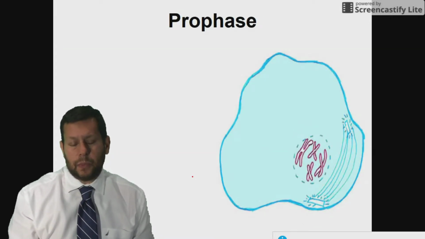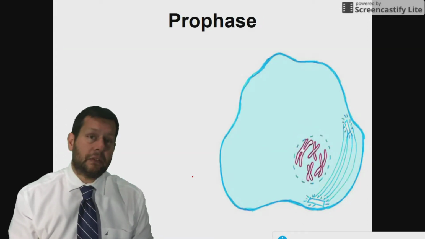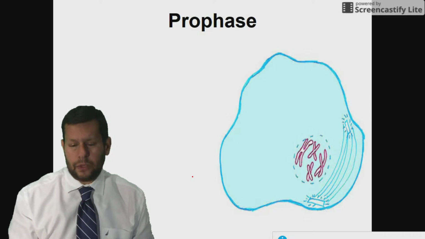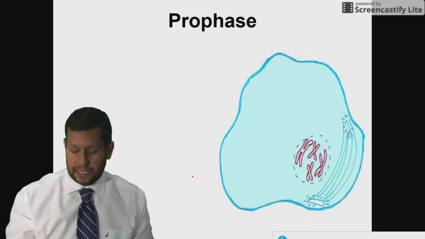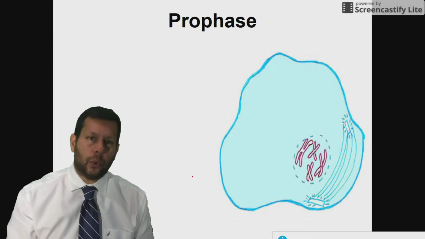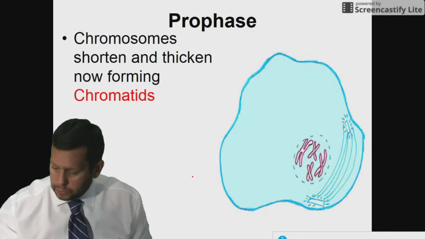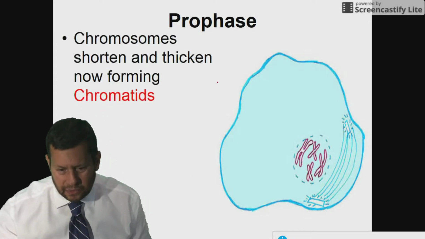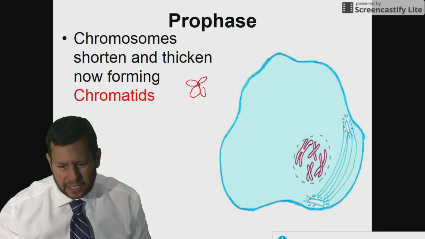Once that happens, we reach prophase. Prophase is really the first mitotic phase. And the chromosomes are going to change. Instead of being in that thin form, they're going to shorten and thicken and form structures you may classically see, shaped like this. Okay, that's what we kind of see over here.